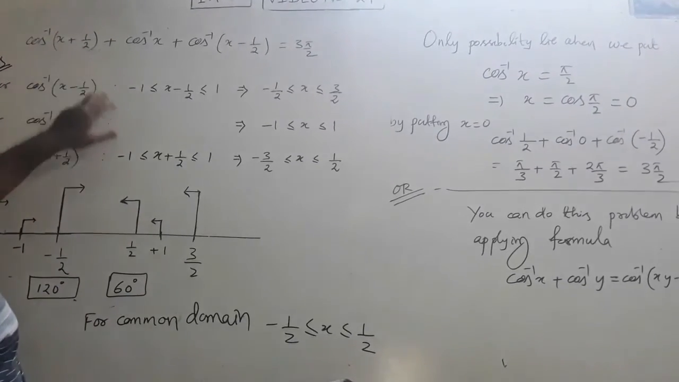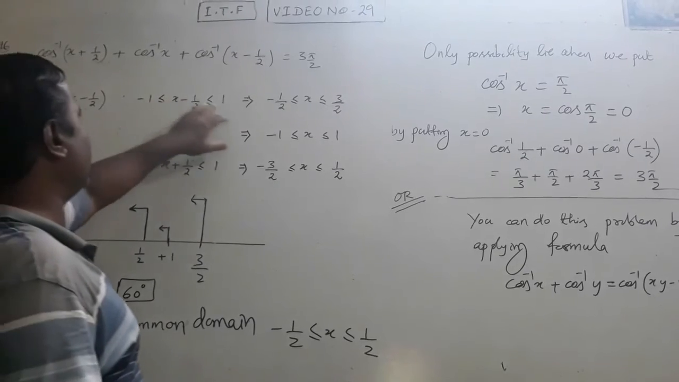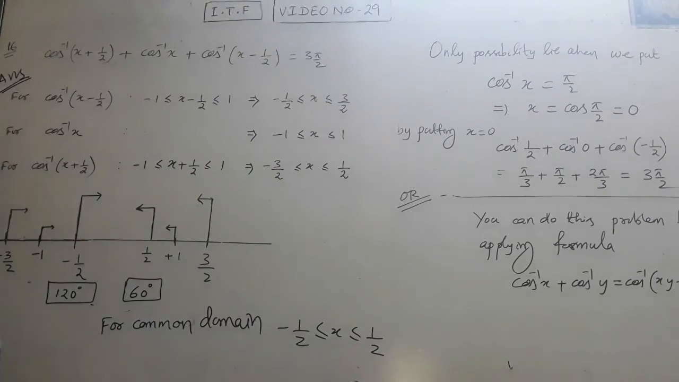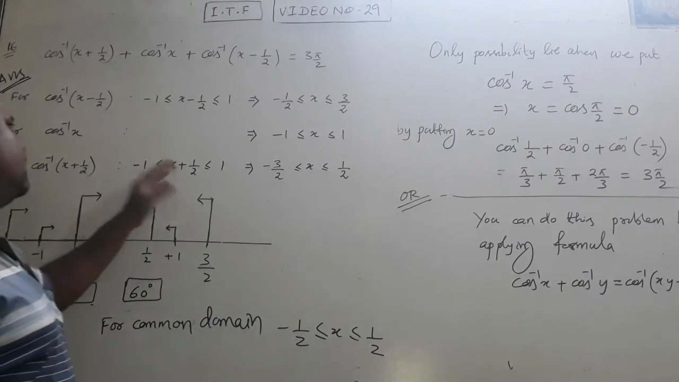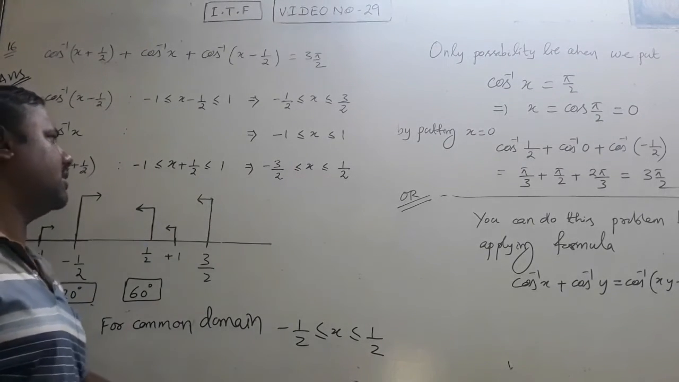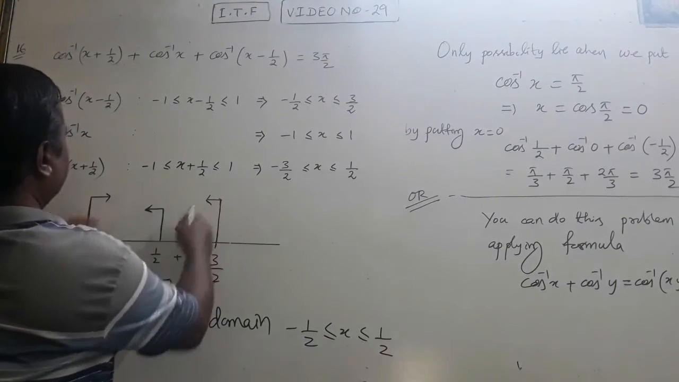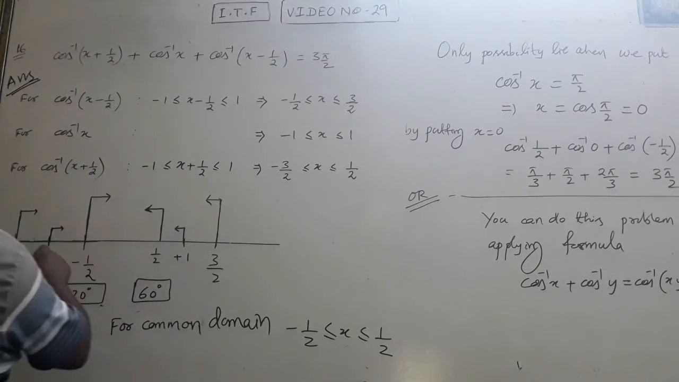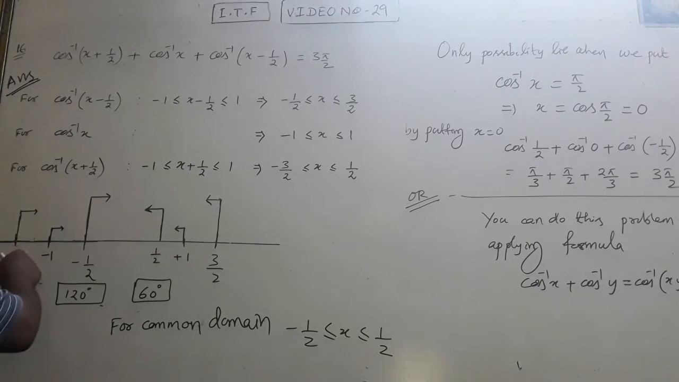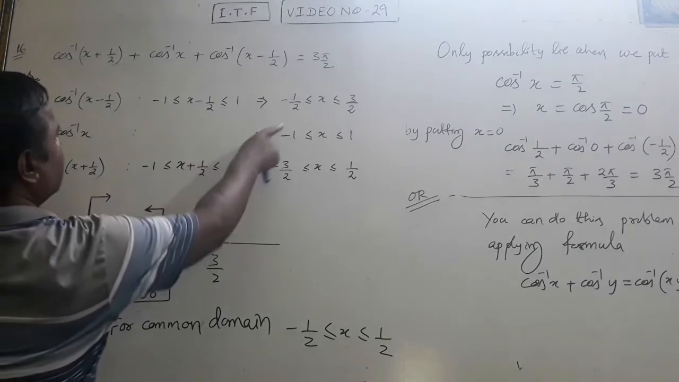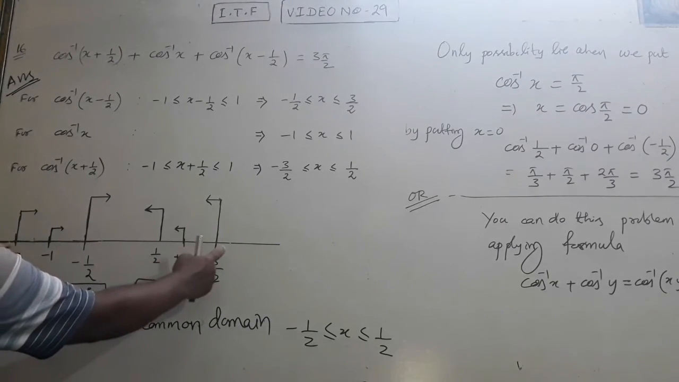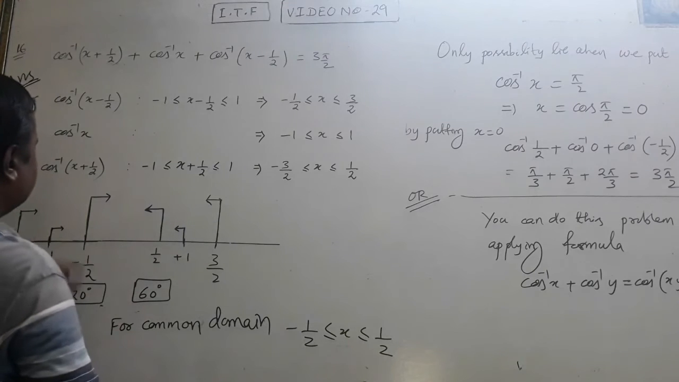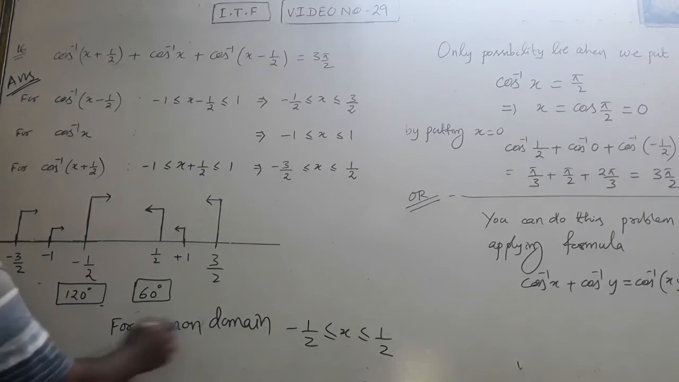For cos inverse of x minus half, this x minus half should be within minus 1 to 1, so x lies between minus half to 3 by 2. And for cos inverse x, as you know, x lies between minus 1 to 1. For cos inverse of x plus half, x plus half lies between minus 1 to 1, so x lies between minus 3 by 2 to half. The first one I am taking minus half to 3 by 2, the second is minus 1 to 1, and the third is minus 3 by 2 to half. The common domain is minus half to plus half.